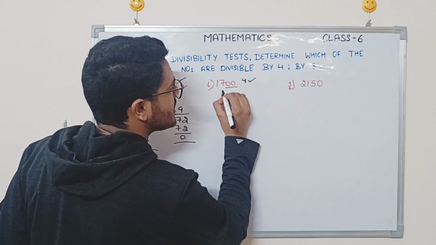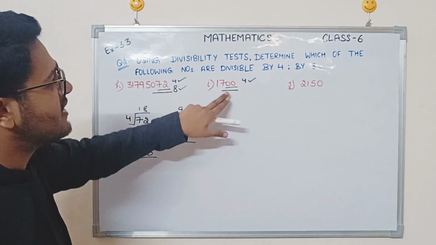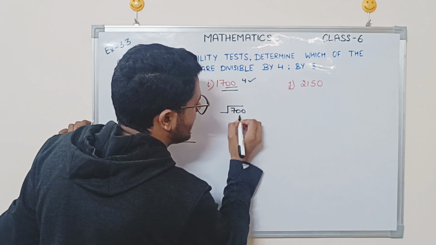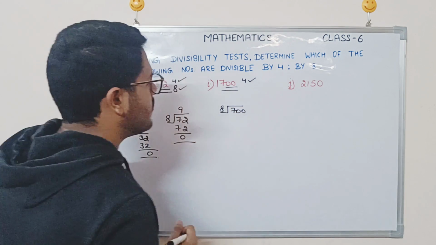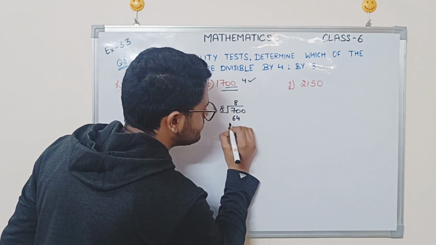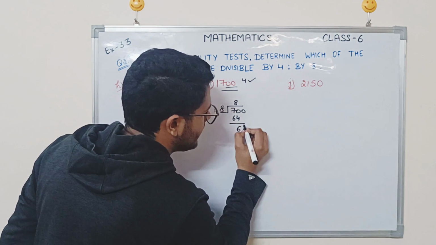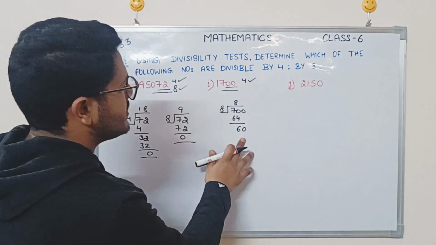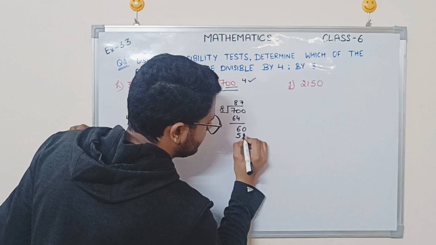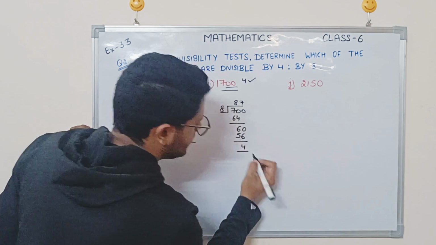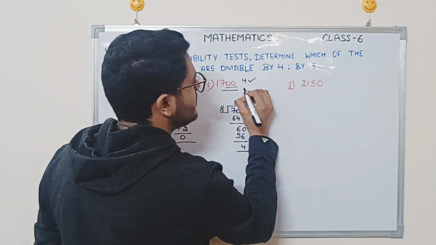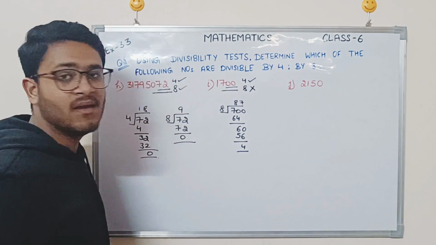Now let's take the last three digits. Now it is 700. Now let's divide 700 by 8. So it will be 8 eights are 64, remaining is 6, and we will take 0, 60. 8 sevens are 56, remainder is 4. So 700 is not divisible by 8, therefore 1700 is not divisible by 8.